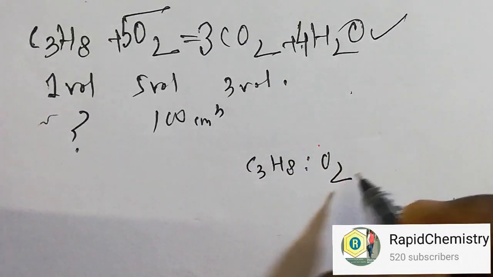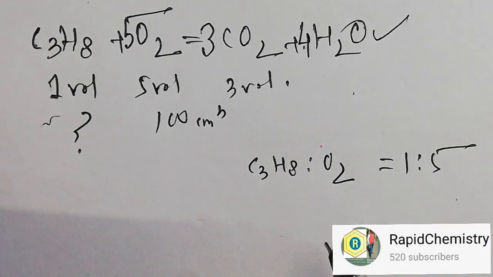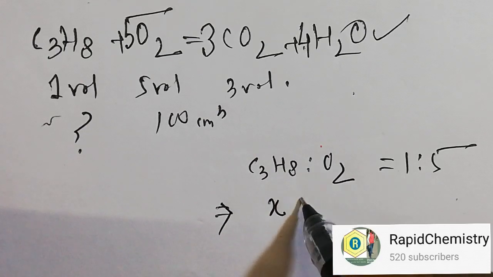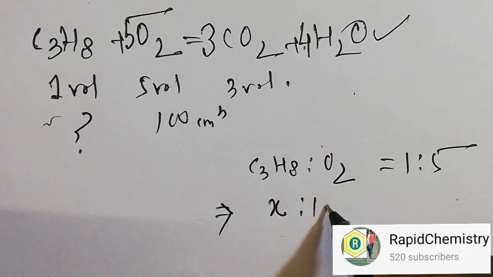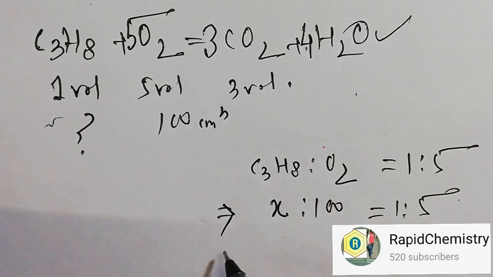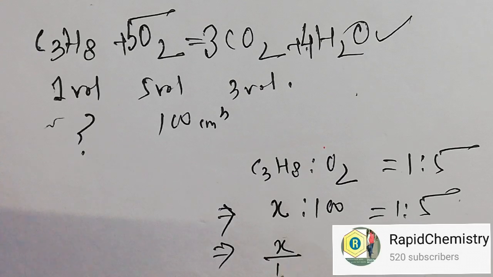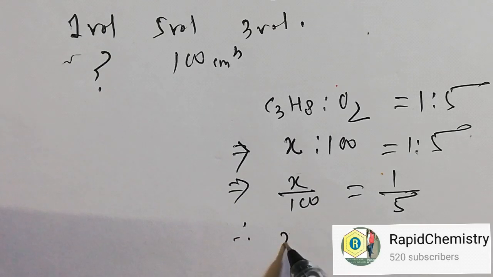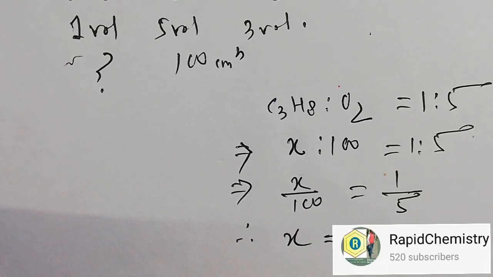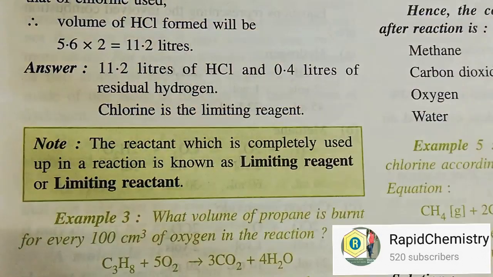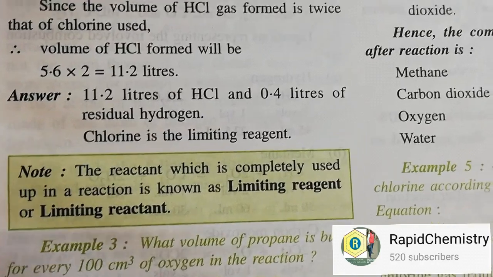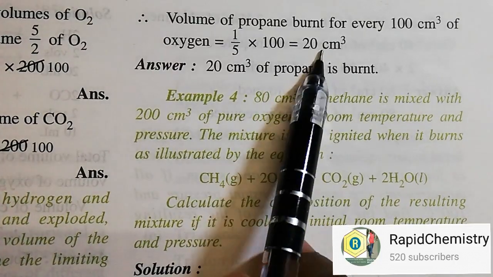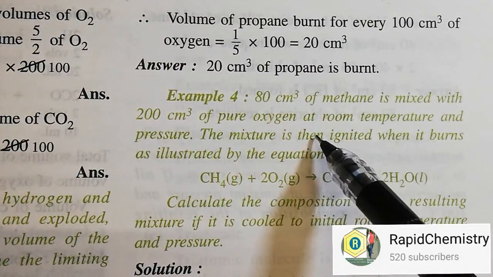C3H8 is to O2, and their ratio equals 1:5. So for C3H8, the amount we have to find out, take it as X, and for O2 it is 100, equals 1:5. So we have to find the value of X. X by 100 equals 1/5. So X comes to be 20 cm³. X would be 20 cm³. The same thing is there, and they did it in a different way, but the result is the same. So you can choose any one process as you wish.